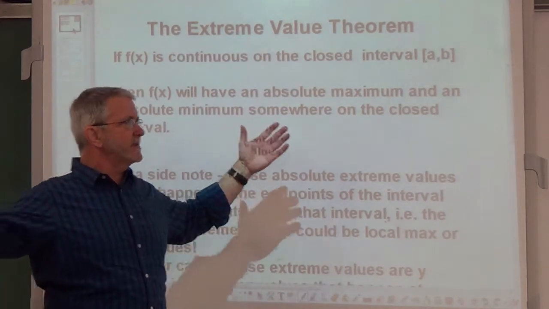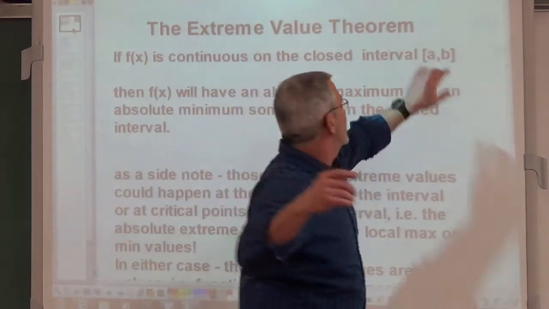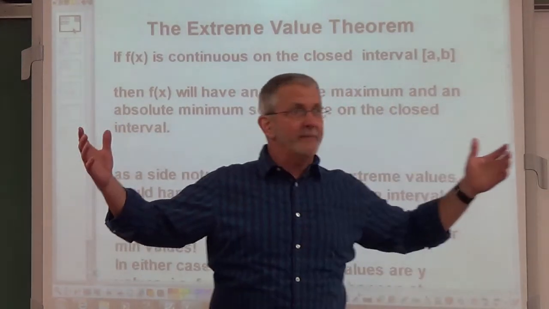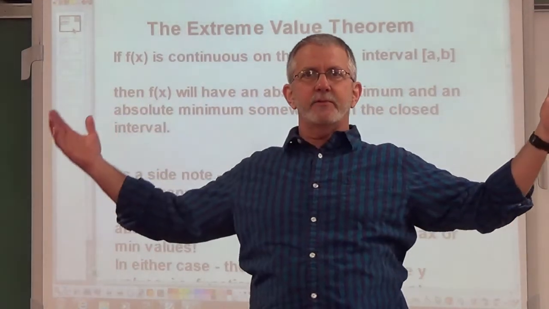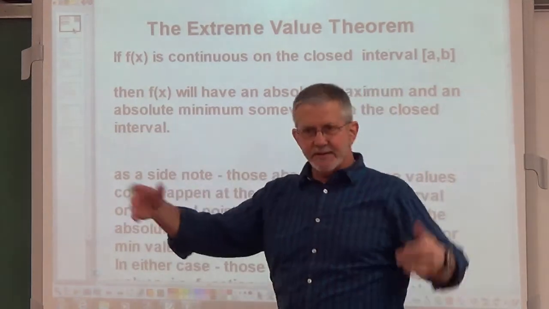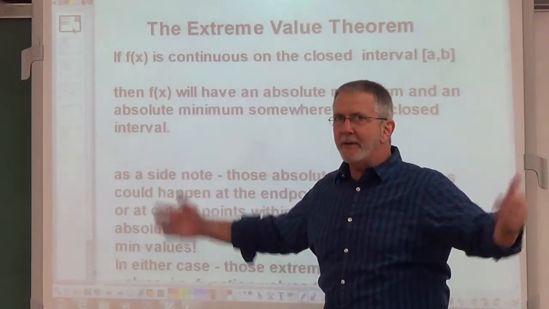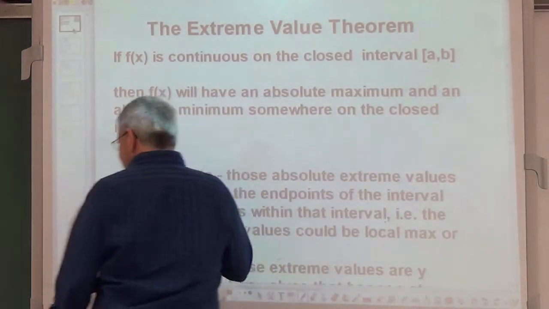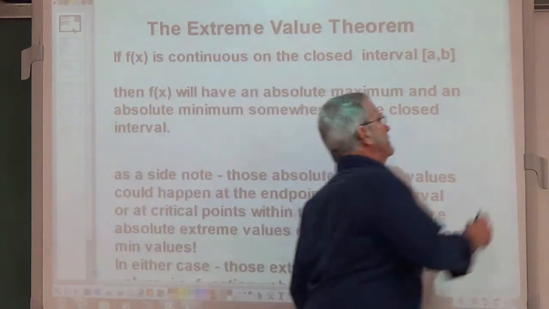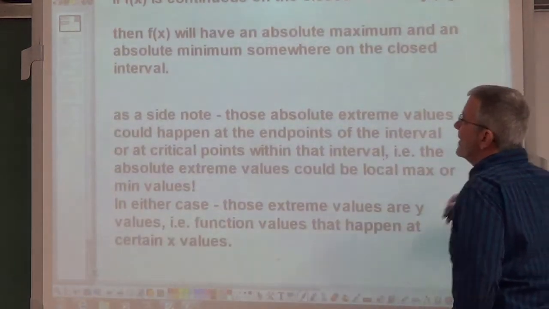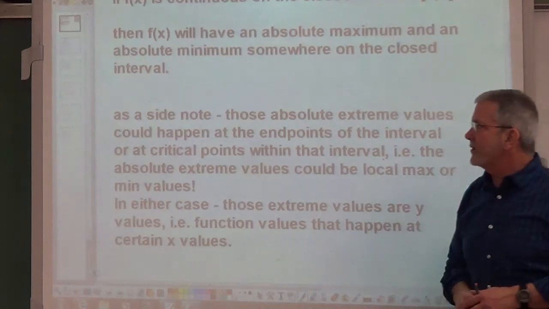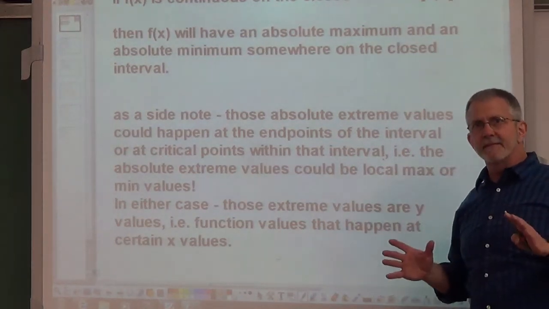If it's continuous on a closed interval, it's going to have an absolute max and an absolute min. It has to. Think about that. Sketch a function that's continuous. It's going to happen every time. As a side note here, let's look at the side note. Those absolute extreme values could happen at the endpoints.